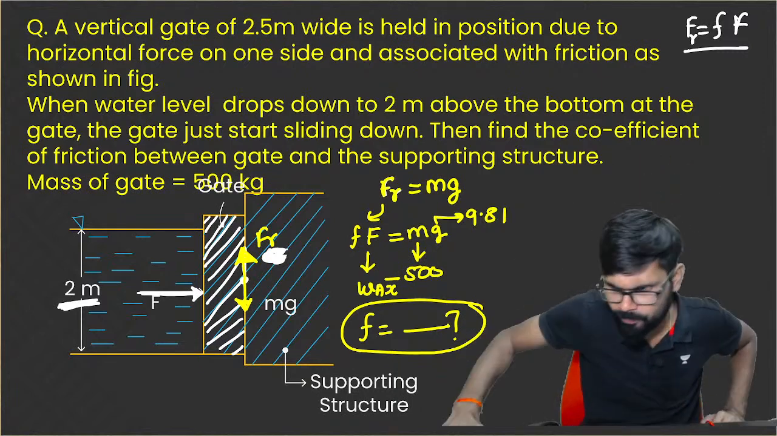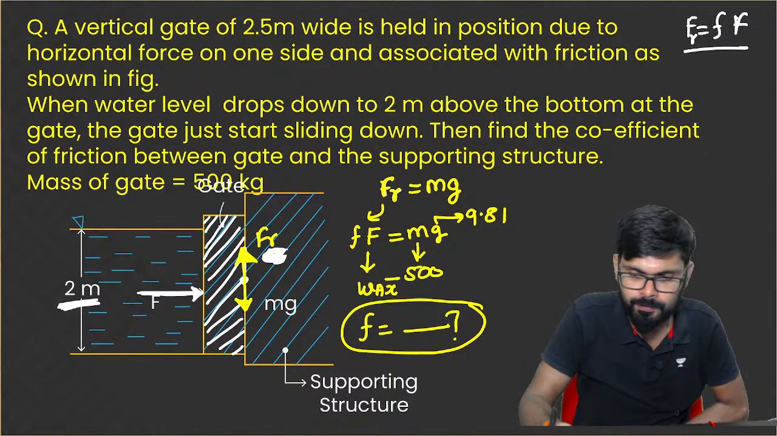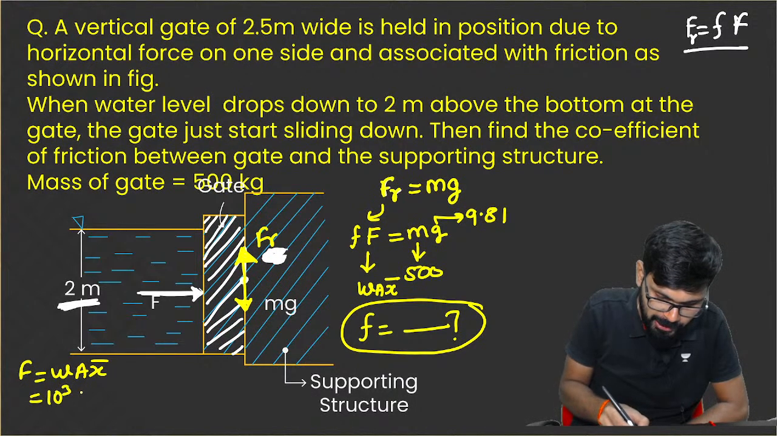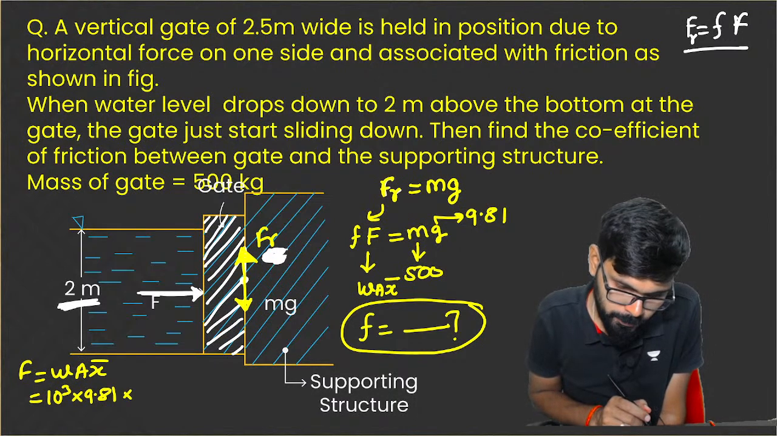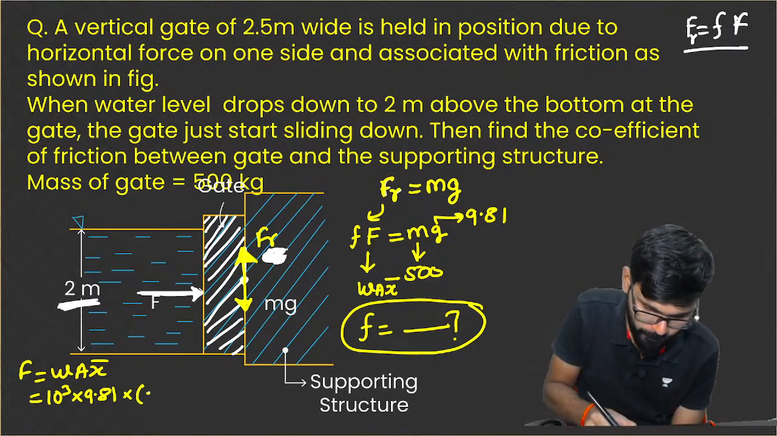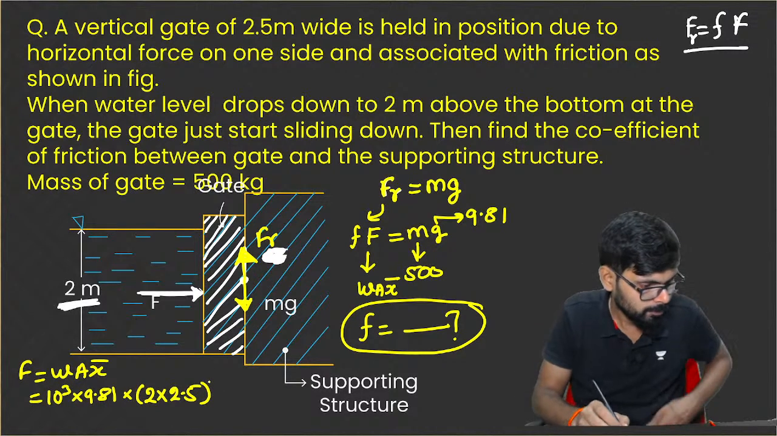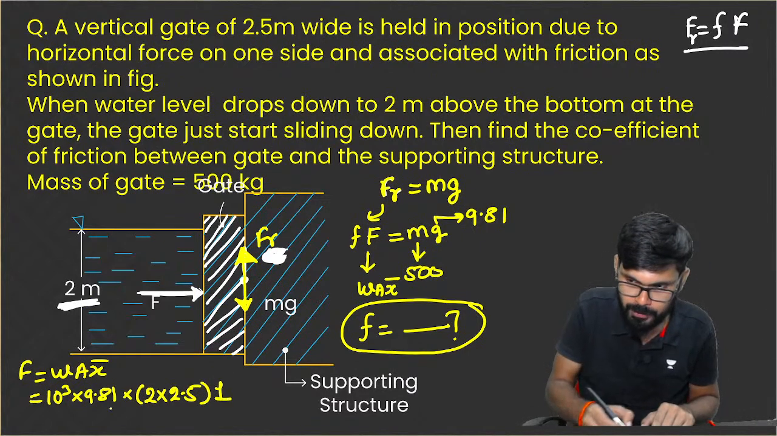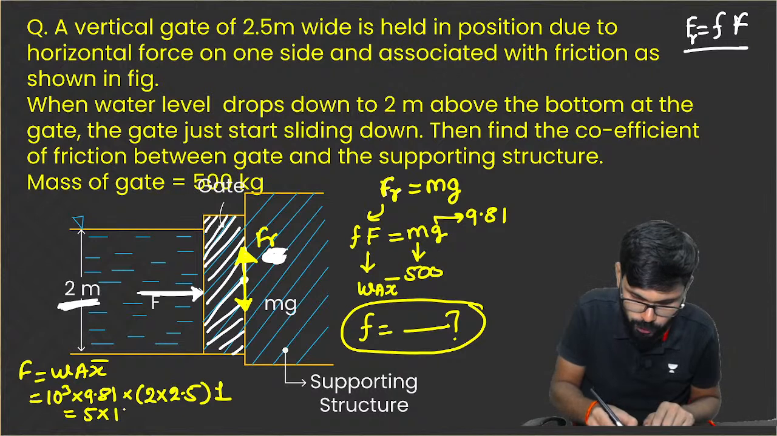You are my favorite student. First calculate the F value. F is equal to WA x bar, 10 to the power 3 into 9.81 into area. How much is the area? 2.5 meters wide and 2 meters. Oh, the water is only up to 2, right? So 2 into 2.5. And x bar, if the depth is 2 from the free surface, will be 1. So this value will come to 5 into 10 to the power 3.